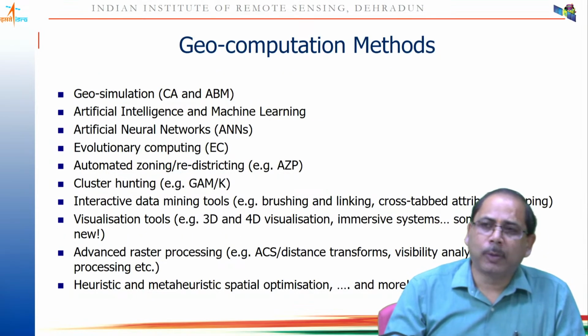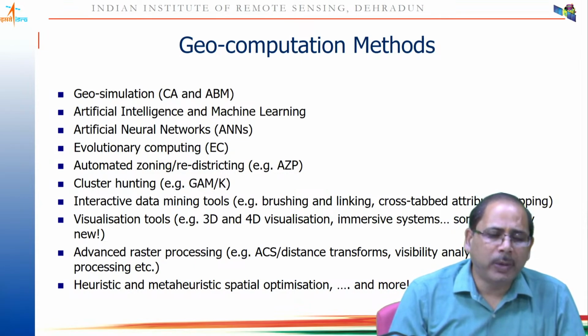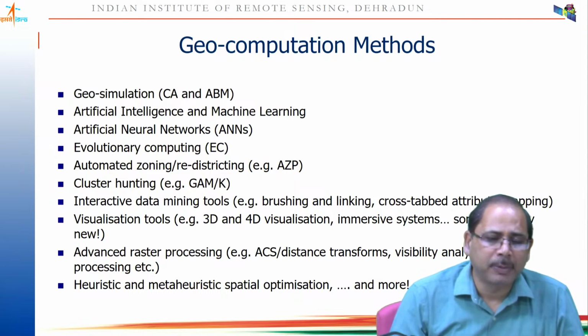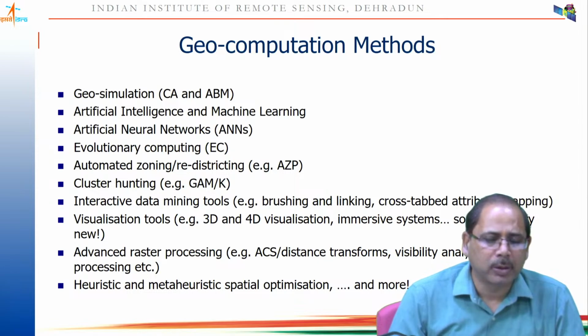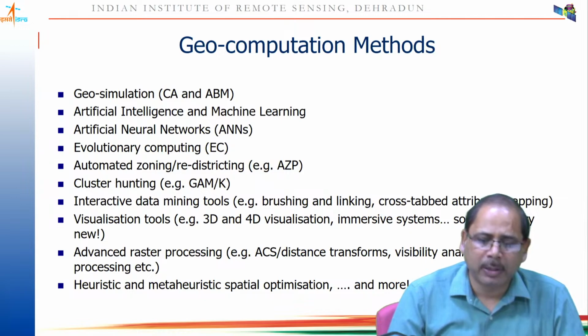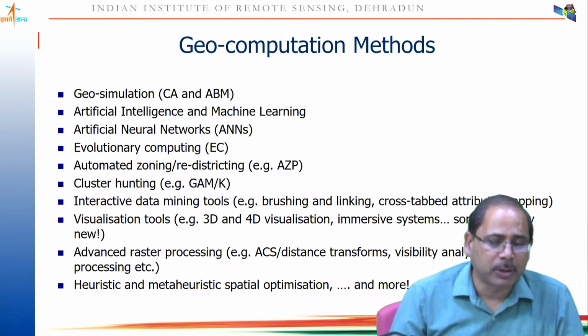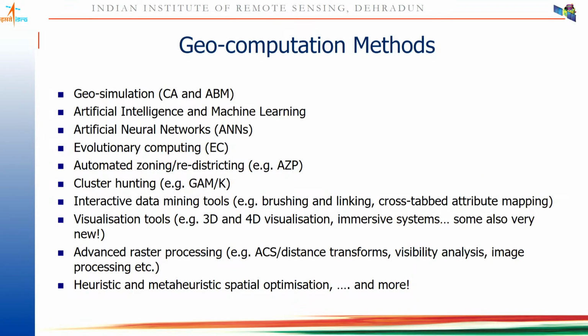There are many geocomputation methods in addition to the modeling or simulations or data analysis. So we have geosimulation, like cellular automata based and agent based models. We have artificial intelligence and machine learning based models, artificial neural networks, or evolutionary computing, automated zoning or redistricting, for example AZP, cluster hunting, interactive data mining tools. Then we have visualization tools like 3D visualization, 2D visualization, advanced raster processing. We have techniques like visibility analysis, image processing techniques, and so on. There are so many such computation techniques available in this domain.